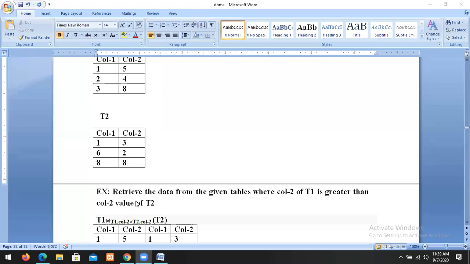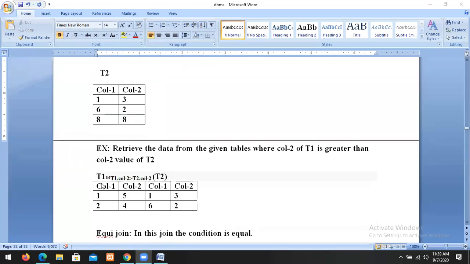We can write it as T1, join symbol, T2. What is the condition? T1 column 2 value is greater than T2 column 2 value. So retrieve the data from the given tables where column 2 of T1 is greater than column 2 of T2. Then we can check it.